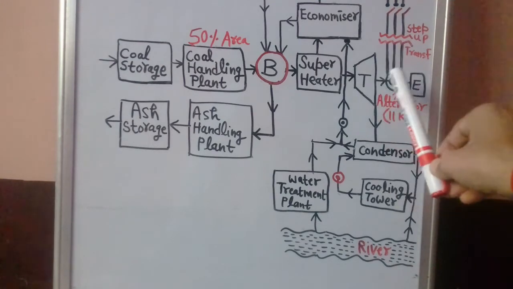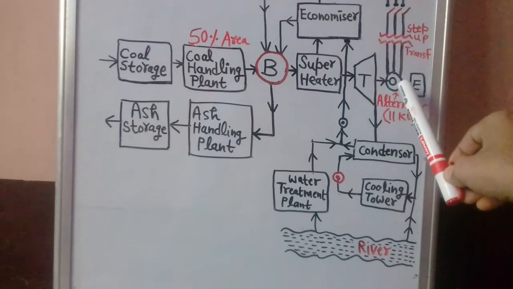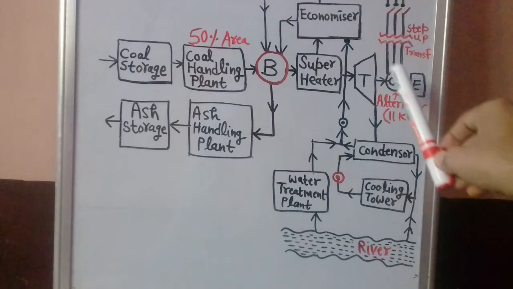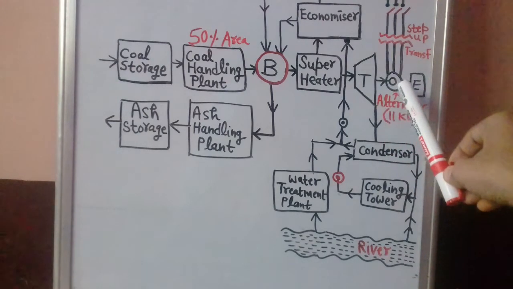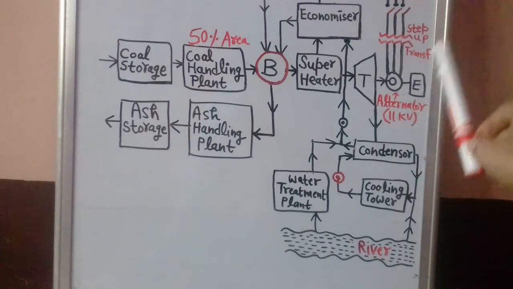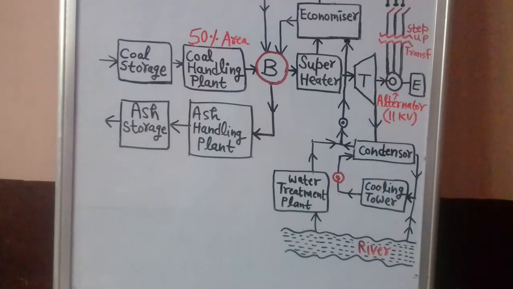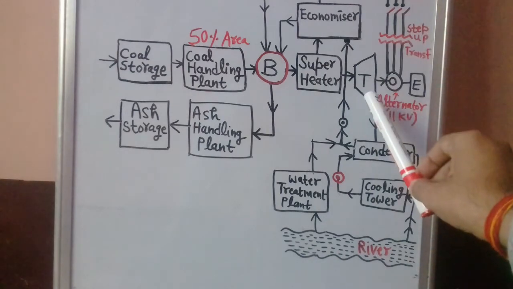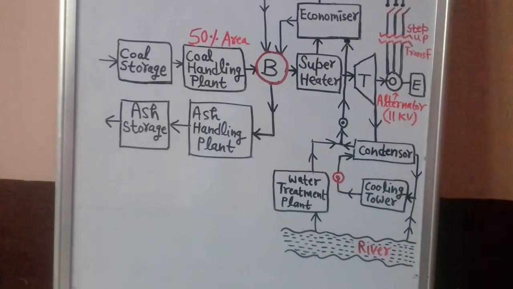And now this turbine is coupled to the alternator, right? The turbine is connected to the alternator. That means now mechanical energy gets converted into electrical energy by this alternator, right? So the alternator is basically a synchronous generator. How does it convert mechanical energy to electrical energy?